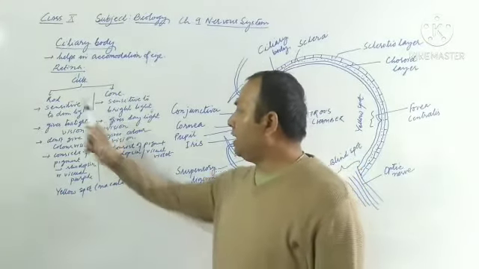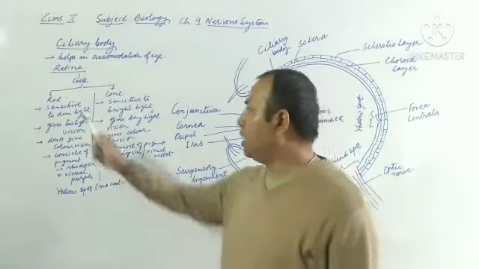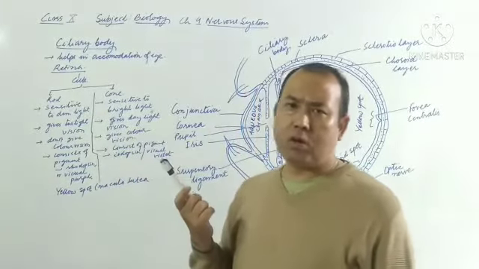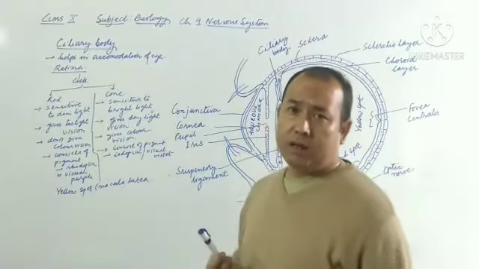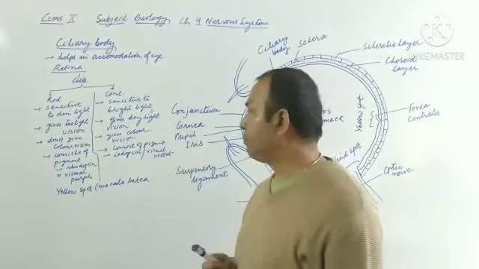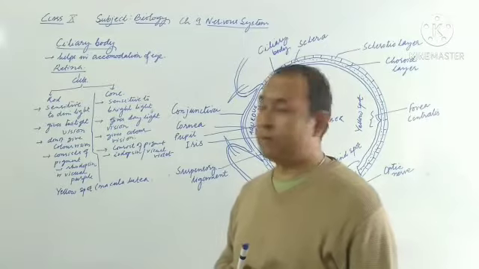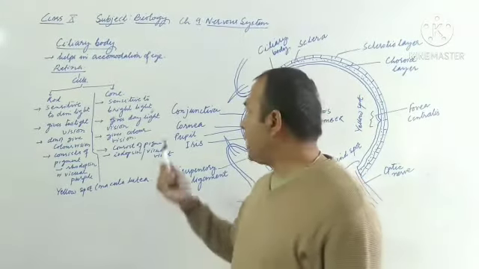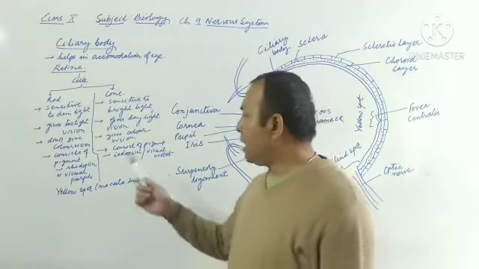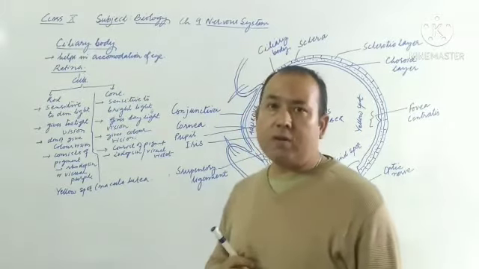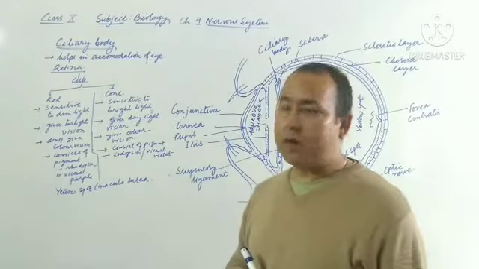The names rod cell and cone cell are given to them as per their shape. Rod cell means cylindrical shape, cone means conical shape. So they assume a conical shape, that's why they are given the name cone cell. Rod cells give twilight vision, that is vision in dim light, whereas cone cells give us daylight vision. Rod cells do not give any color vision; they do not identify color, but it is the cone cells which identify color.